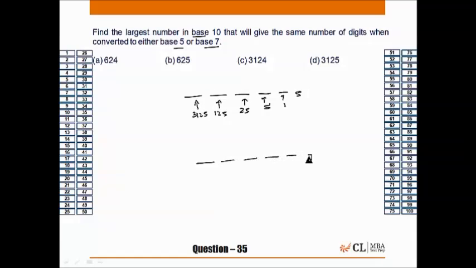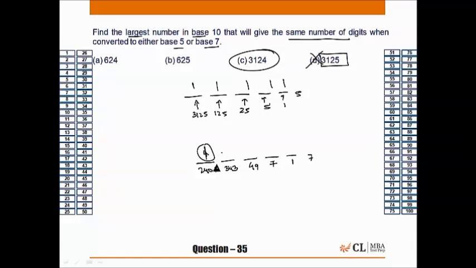Base 7: this position is 1, then 7, 49, 343, 2401. Okay, we don't need the next one. We need the largest number with the same number of digits. So 3125 would have 1, 2, 3, 4, 5, 6 digits in base 5. It will be a different number of digits, so it will be 3124 actually. So 3124 in base 5 will be a 5-digit number, and in base 7 it will start with 1 and then some digits: 1, 2, 3, 4, 5. 3124. This is perfect.